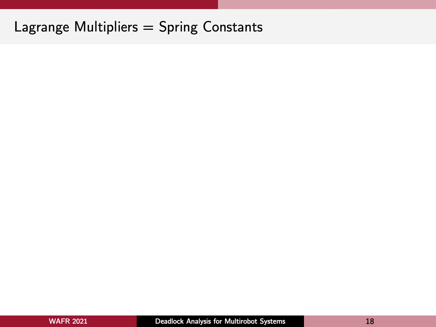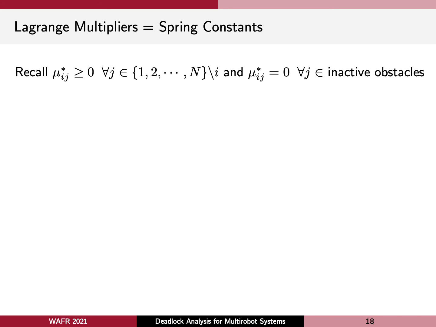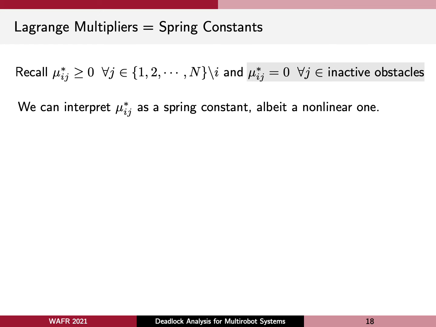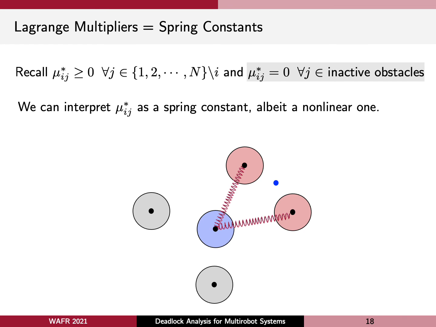Finally, from the last two conditions, recall that the Lagrange multipliers are non-negative for all obstacles and 0 for inactive obstacles. So we can interpret these multipliers as spring constants and assume that there are springs connecting the ego robot to the active obstacles. Indeed, the SI unit of the Lagrange multipliers is that of a spring constant, assuming the robots have unit mass.